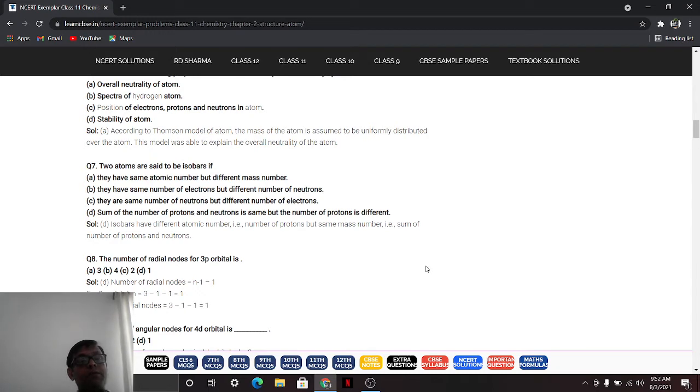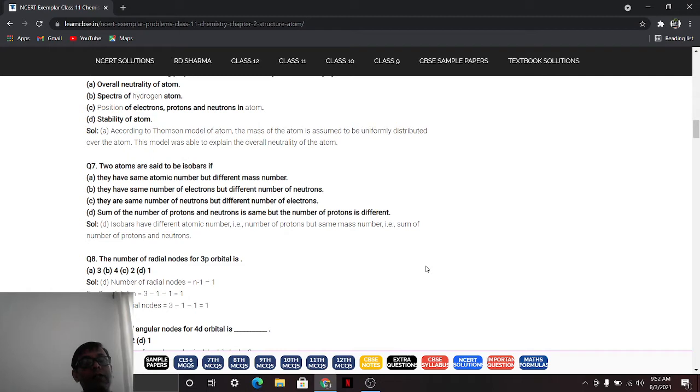They have the same isotopes. They are at the same position in the periodic table. Isotopes have the same atomic number but different mass number. But it is not isobar. They have the same number of electrons but different number of neutrons. Or, they have the same number of neutrons but different number of electrons.